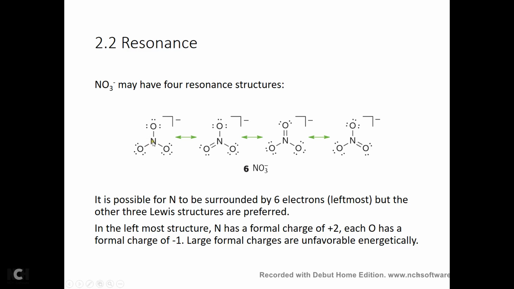bonding electrons to nitrogen, that's 3. It's supposed to be surrounded by 5, so it has a +2 formal charge. +2, -1, -1, -1. That's bad. And over here you have, actually it's +1 here. -1, -1. So in total the formal charge is 1 + 1 + 1.